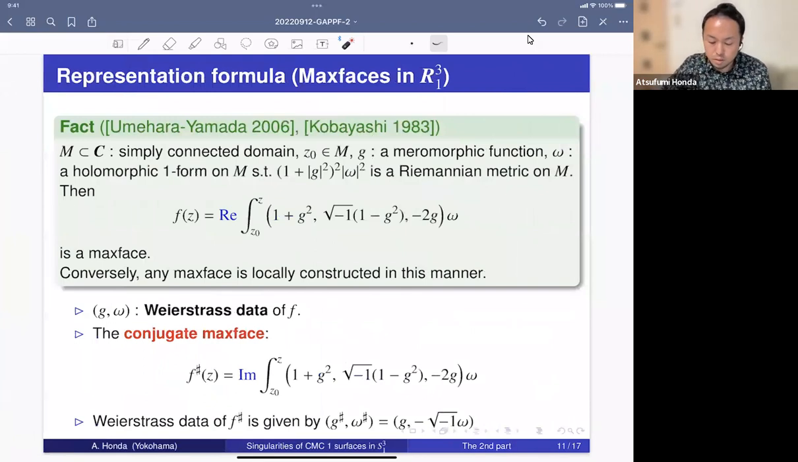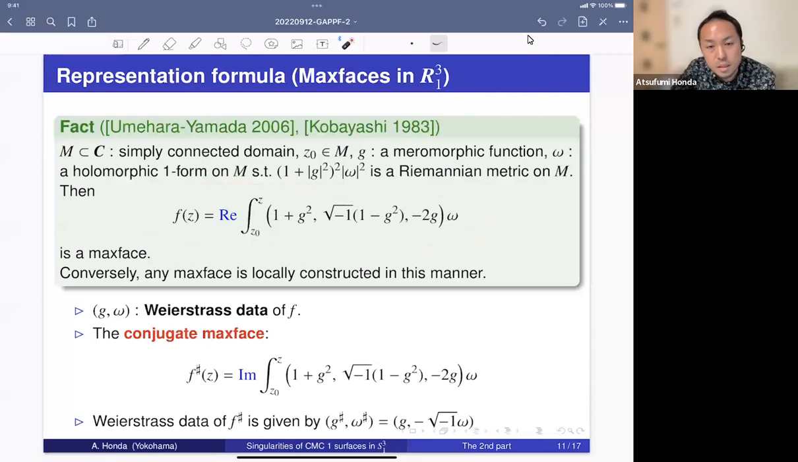So this is a Weierstrass type representation formula for maxfaces. So let M be a simply connected domain, and z0 be a base point, and g be a meromorphic function, and omega be a holomorphic one-form on M, such that this is a Riemannian metric on M, a bounded Riemannian metric.